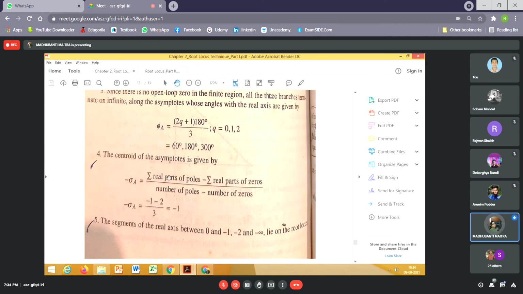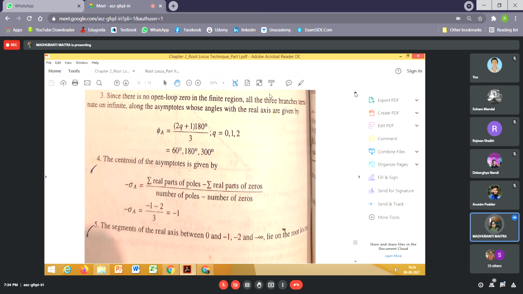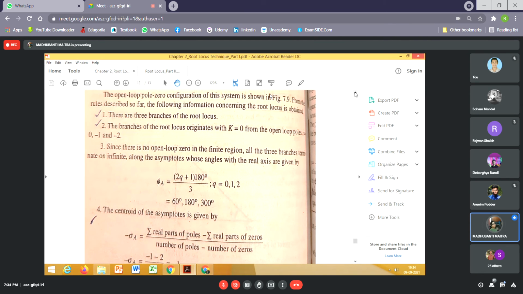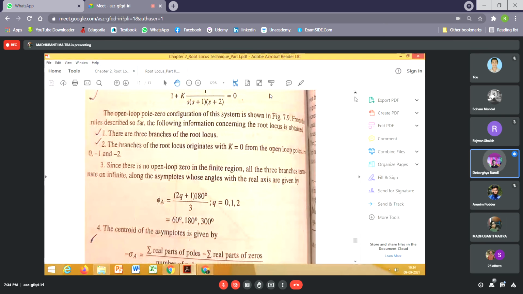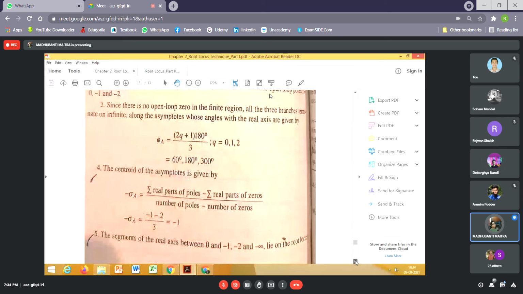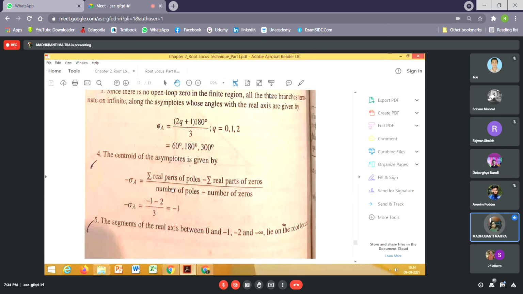So sigma A equals the sum of real parts of poles minus real parts of zeros, divided by n minus m. Poles are located at 0, 0, minus 1, minus 2. Actually 0, minus 1, minus 2. So the summation of real parts of the poles is minus 3, divided by 3. So the location of the centroid sigma A will be on the negative real axis at minus 1.